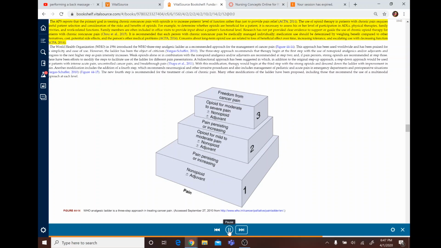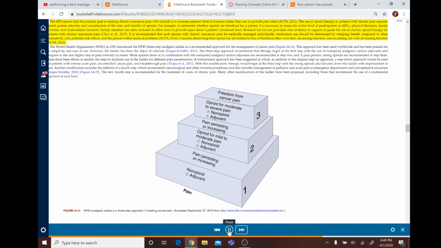1042. The APS reports that the primary goal in treating chronic non-cancer pain with opioids is to increase patients' level of function rather than just to provide pain relief, ACPA, 2014. The use of opioid therapy in patients with chronic pain requires careful patient selection and consideration of the risks and benefits of opioids. For example, to determine whether opioids are beneficial for a patient, it is necessary to assess his or her level of participation in ADLs, physical therapies, family activities, and work-related functions.